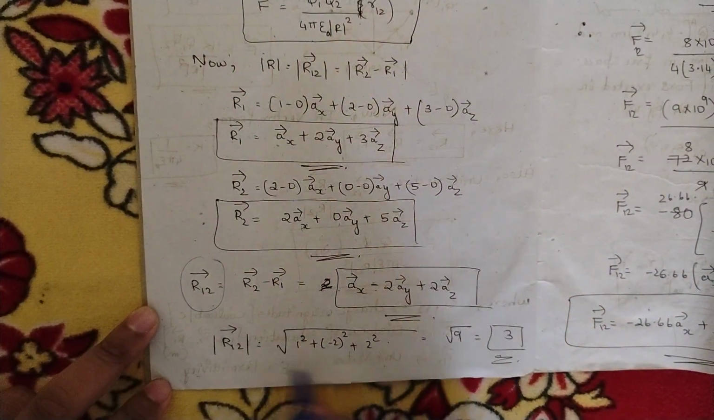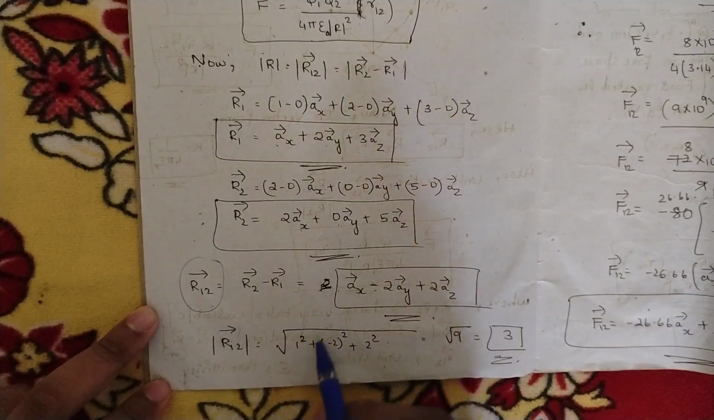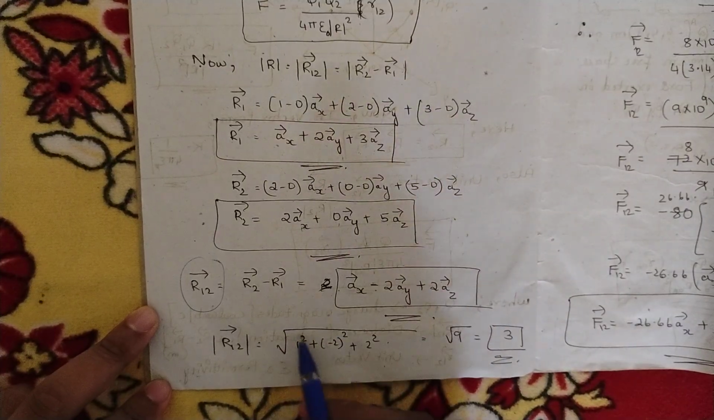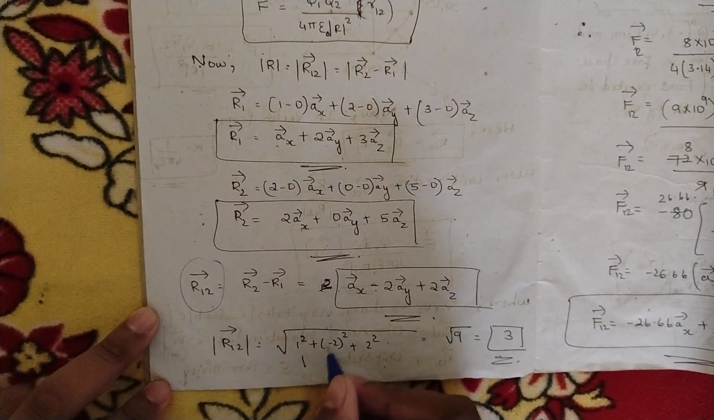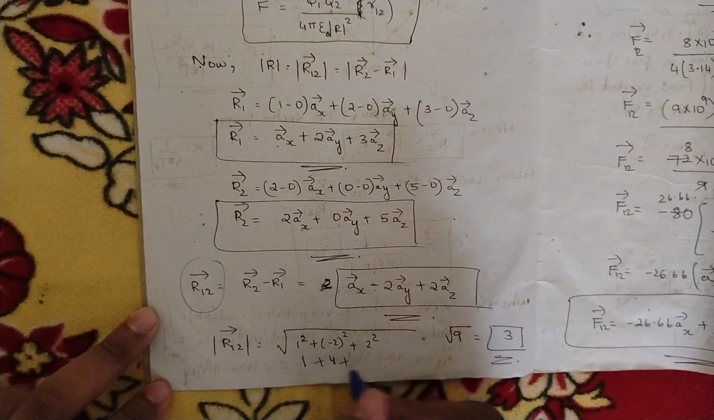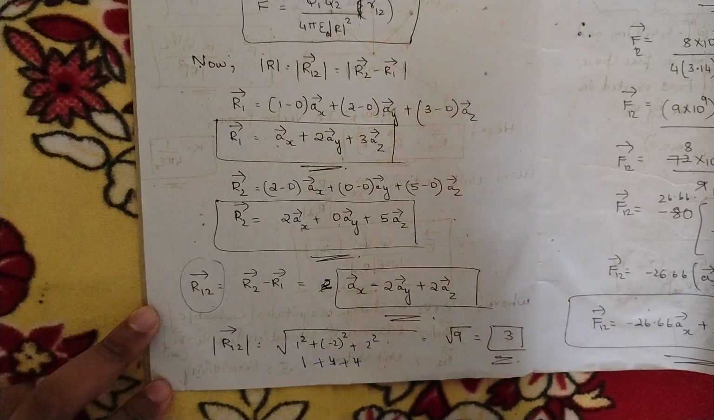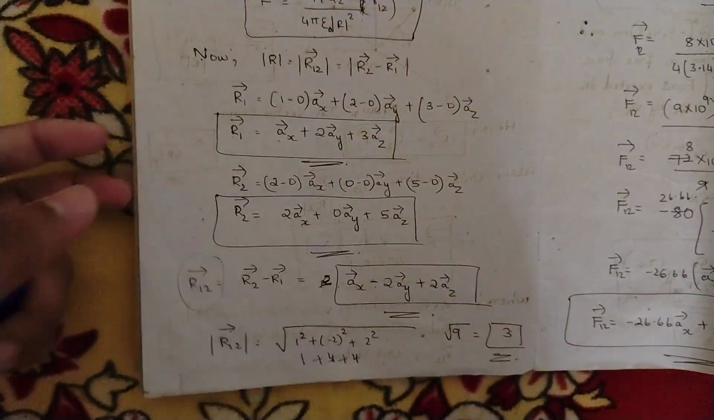You should be taking its square root along with the square. That is, here the coefficient is 1, so 1 square plus minus 2 the whole square plus 2 square the whole root. After solving this you would be getting 1 square is 1, minus 2 square is 4, 2 square is 4, 4 plus 4 is 8, plus 1 is 9, square root of 9 is 3. So this is the magnitude of R12 we got.